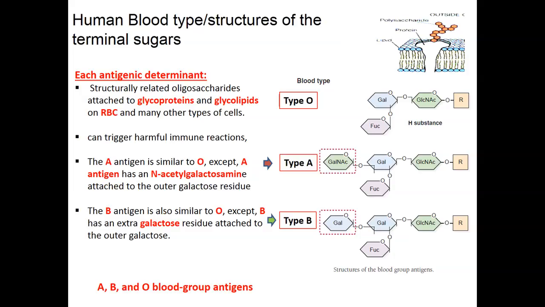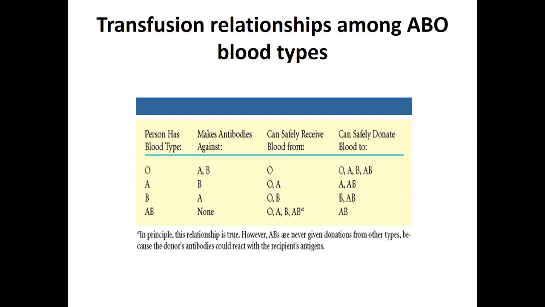Now you can give type O to these guys because the type O doesn't have any extra, they have the same sugar molecule as the type O, so they don't have any antibody against the type A. Is that clear? Good. So that's why when you're giving blood to people, they make sure you type the person's blood type first before they get the blood transfusion, because the person can develop an antibody.